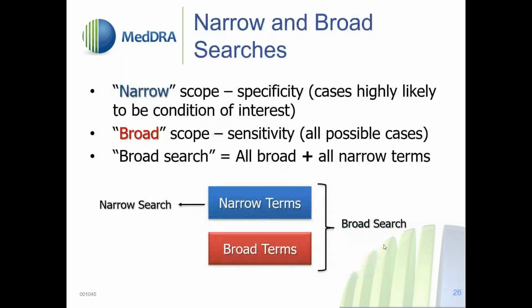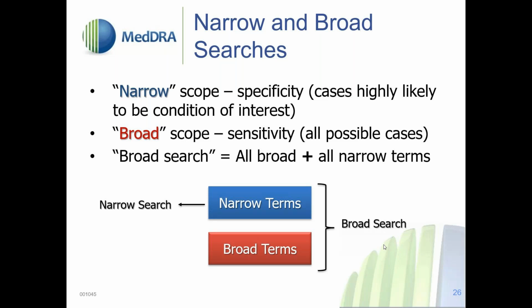Then let's look at a further topic, which is very important to understand. Every PT in a given SMQ is classified as a narrow or broad search term. The narrow preferred terms provide specificity, meaning they represent the name of the conditions, maybe in different wording. They are describing signs and symptoms that are highly likely to be indicative of the condition of interest. So with these, you find the cases with a high likelihood of matching the topic you're interested in.